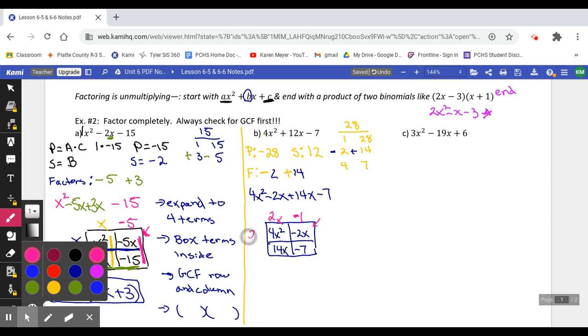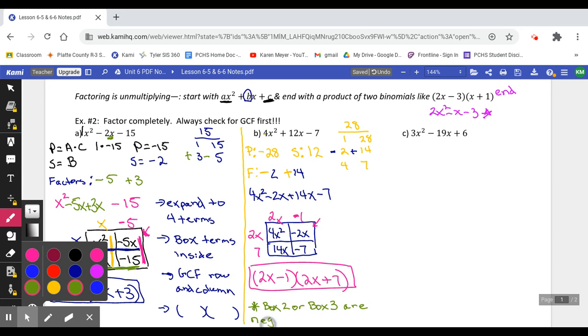So sideways, 4 and 2 are both divisible by 2, and each one has an x. Check. And 14 and 7 are both divisible by 7. So you're looking at 2x minus 1 and 2x plus 7. And here, a really important thing to remember, maybe I didn't stress this enough on the first one: inside your box, if box 2 or box 3 are negative, then you're going to have a negative with your GCF, because remember, you can't start with a negative, so you'd put a negative out there.